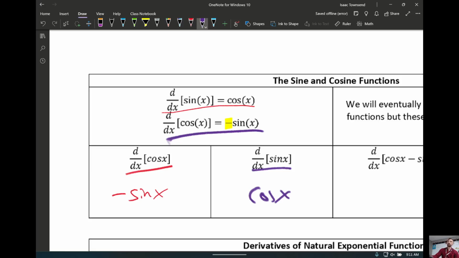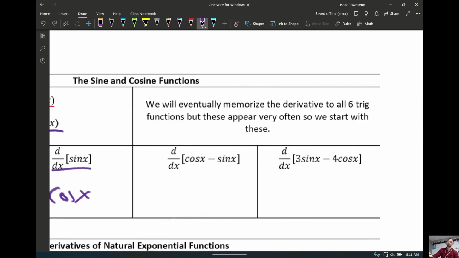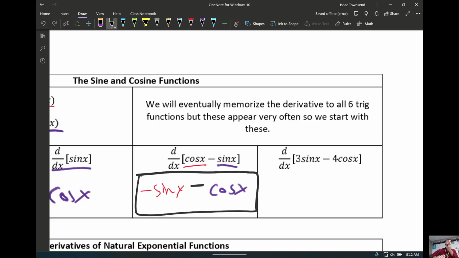And then if there's more than one term, just like we did on the other side of your notes, you just do them separately. Derivative of cosine is this. Derivative of sine is that. And then it's got a minus sign in between. Once you memorize those, that's a 1 second question.